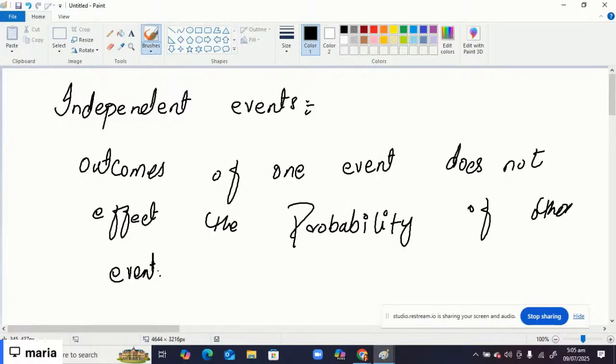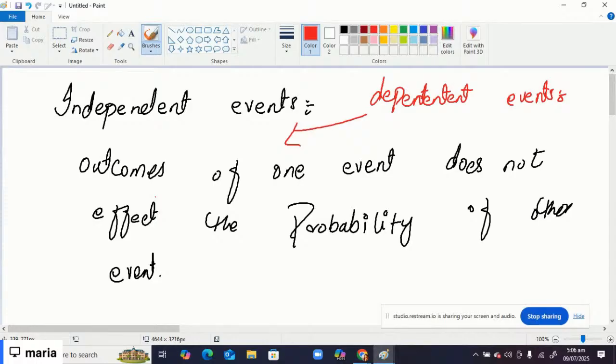And conversely, dependent events are those where the outcome of one event does influence the probability of another. So dependent events: the outcome of one event does affect or influence the probability of another event. This is basically the definition of dependent and independent events. Independent events are where the outcome of one does not affect the probability of another, and conversely dependent events are those where the outcome of one influences the probability of another.